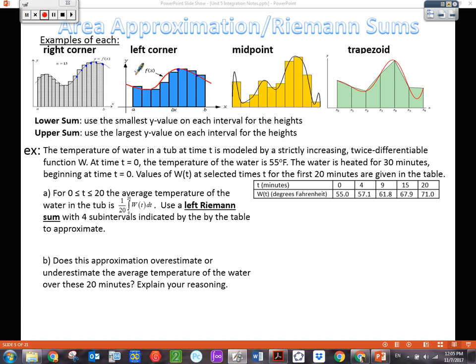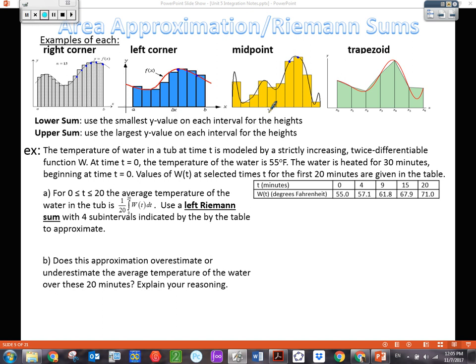Well, there's also such a thing as a midpoint Riemann sum, and that's where the midpoint is how we're going to determine the height of the rectangle. Okay, it's the midpoint. So those are our three options for Riemann sums. We would be asked to do a right Riemann sum, a left Riemann sum, or a midpoint Riemann sum.